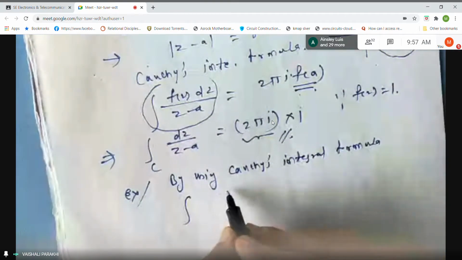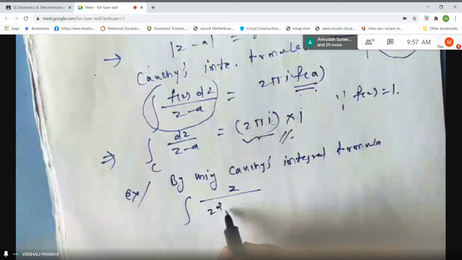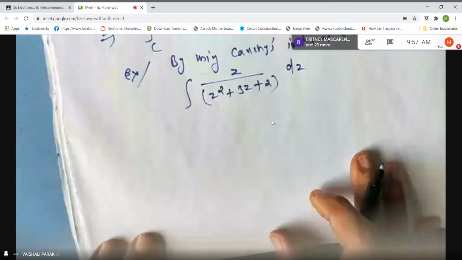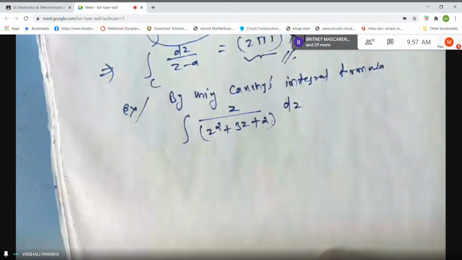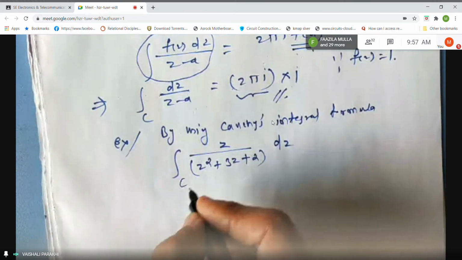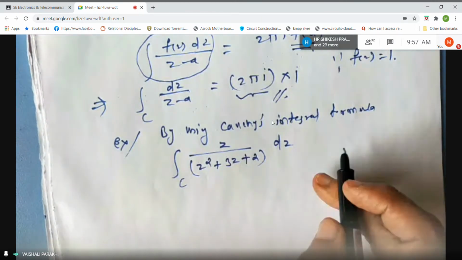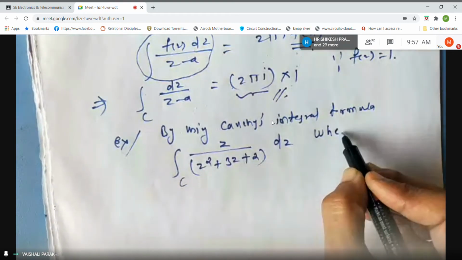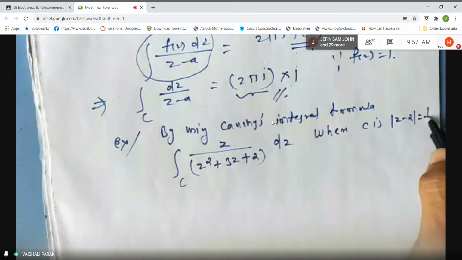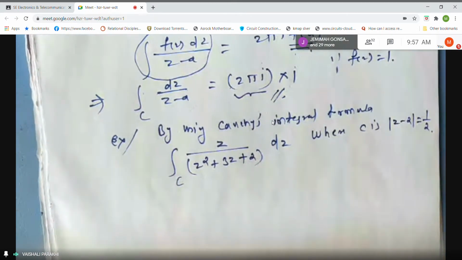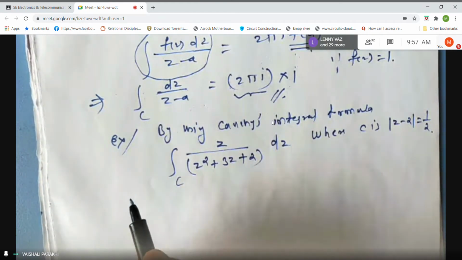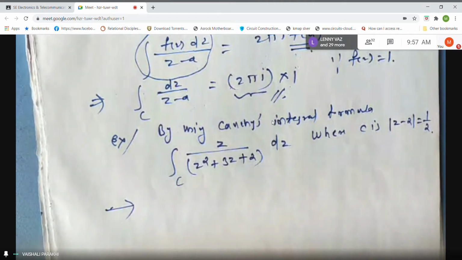Evaluate this integral: z divided by z square plus 3z plus 2, dz. This integral is to be evaluated over the curve C, where C is mod of z minus 2 equal to half. This is a circle, mod of z minus 2 is equal to half. Correct? Now, what is the first step?